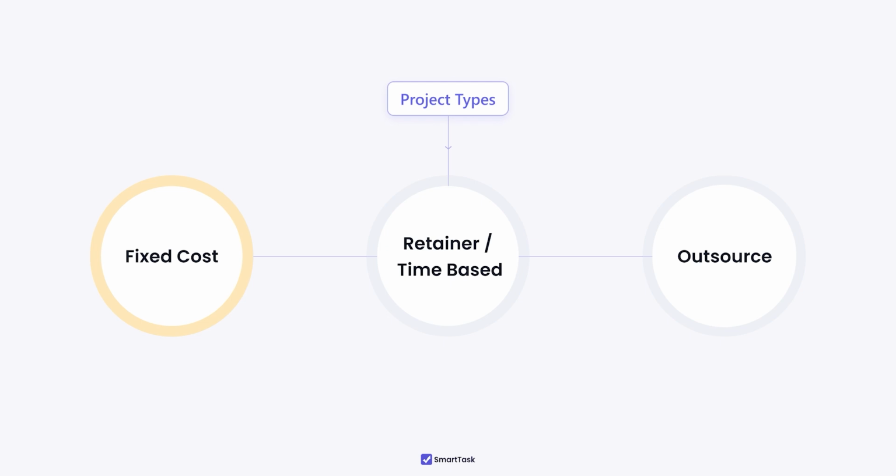There are three different kinds of projects that are run by services firms. Fixed cost projects are the ones in which the timeline is defined and the client is billed by the milestone you hit. Retainer-based or time-based projects are ones in which there is no fixed timeline, but you bill your clients by the amount of time that your resources spent on the project. Whereas the outsource-based projects are ones in which you completely outsource your internal team to a third party and bill them a fixed amount per month. In this demo, we'll concentrate on fixed-cost projects and retainer-based projects.